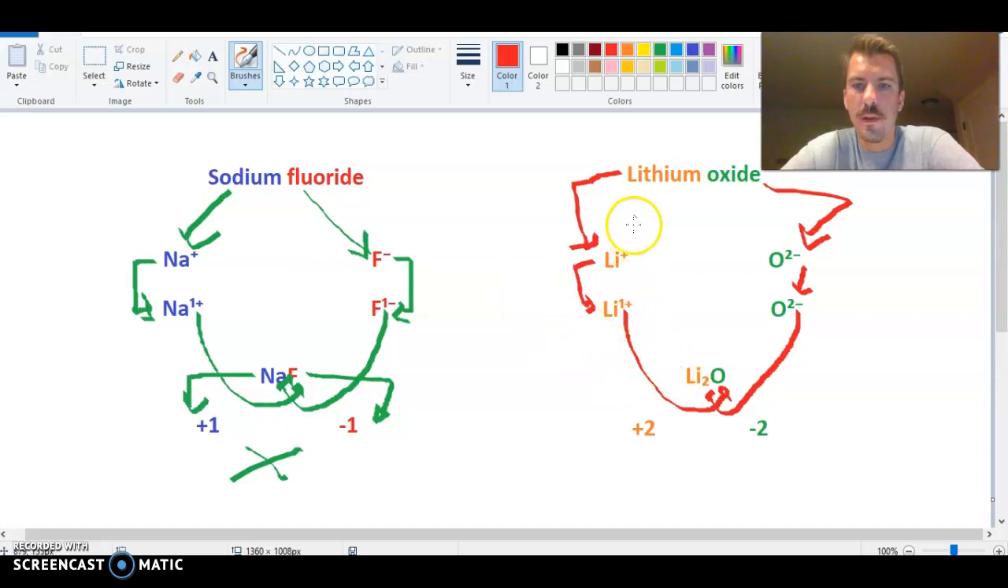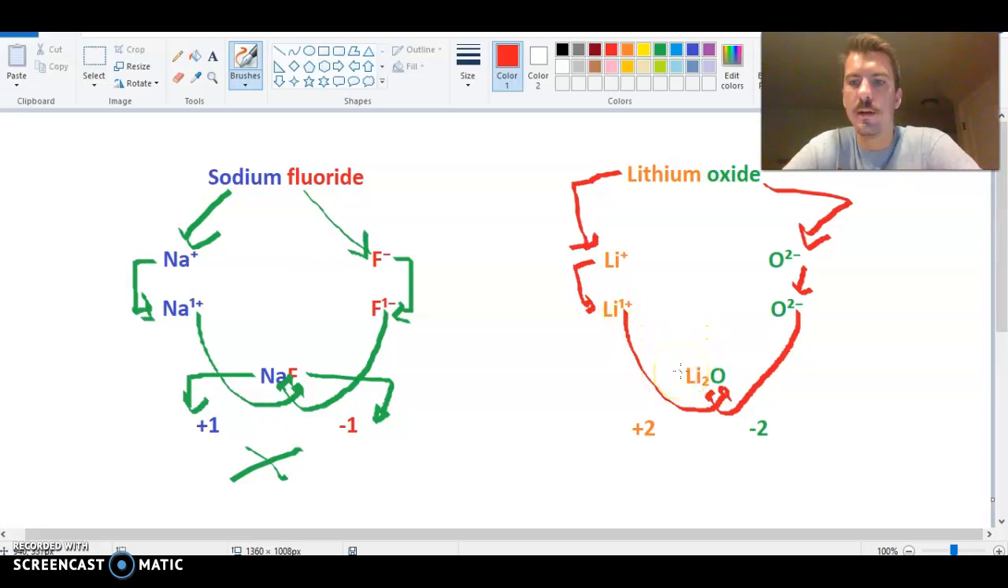Therefore, lithium oxide is written as Li, lithium, with the subscript of 2. This tells me that there's 2 lithiums participating in the compound. Oxide is just written as O, and there's not a 2 here because there's only one of them.